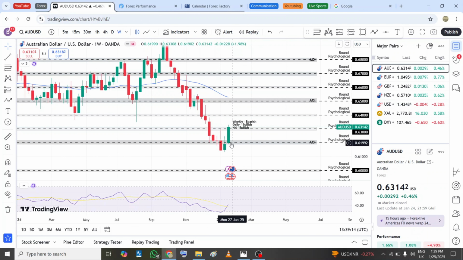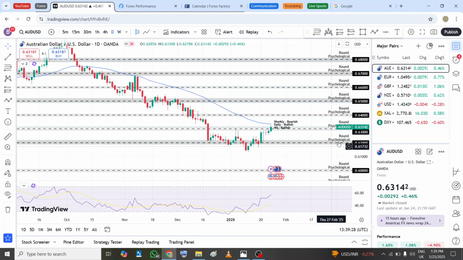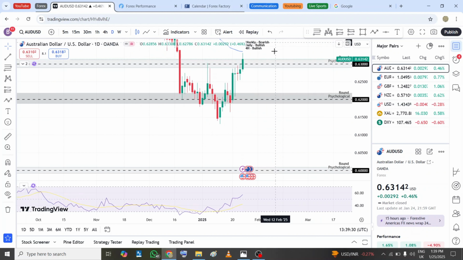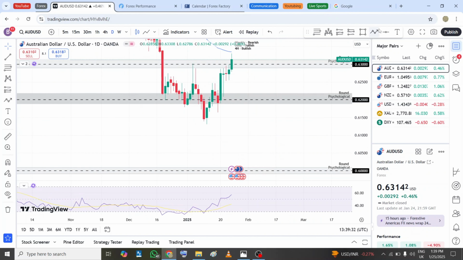Now we can see a strong bullish move on the weekly, kind of similar and opposite to what we saw in the USD pair or in DXY. Okay, so we go to the daily, and we can see that this market was bearish and it's now bullish.